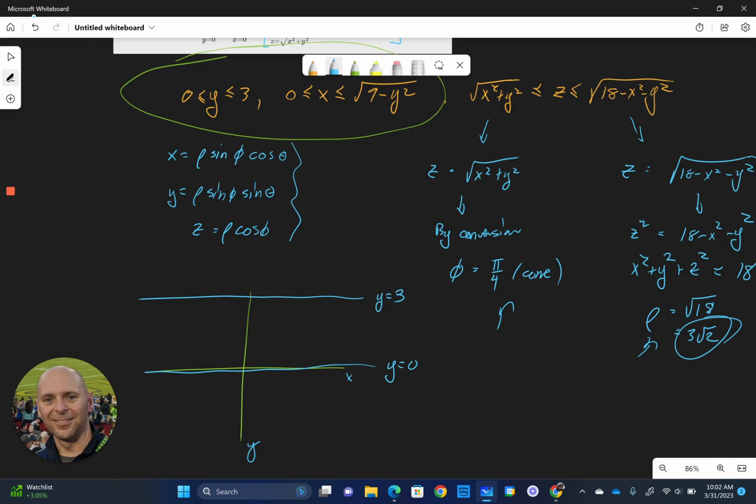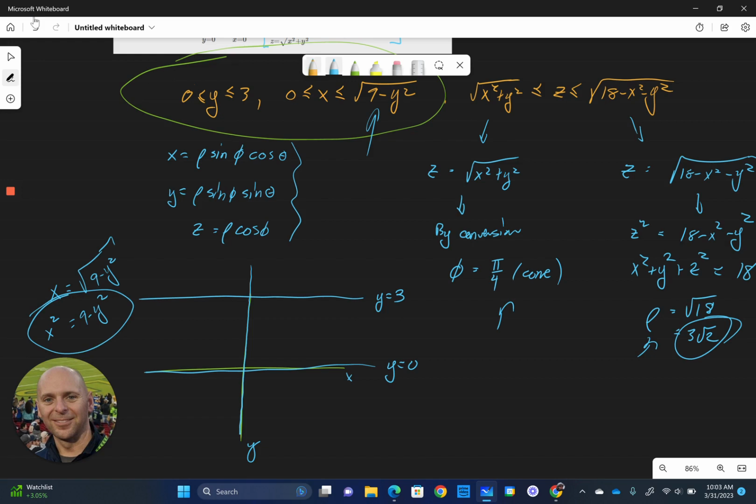And again, we know x is going to be bounded on the left by 0, which is the y-axis, and on the right by this function, which says that x equals the square root of 9 minus y squared. Now we don't need to convert this to spherical, we just have to recognize that squaring both sides gives us x squared equals 9 minus y squared, or x squared plus y squared equals 9. So this is a circle of radius 3, particularly the upper half of that.